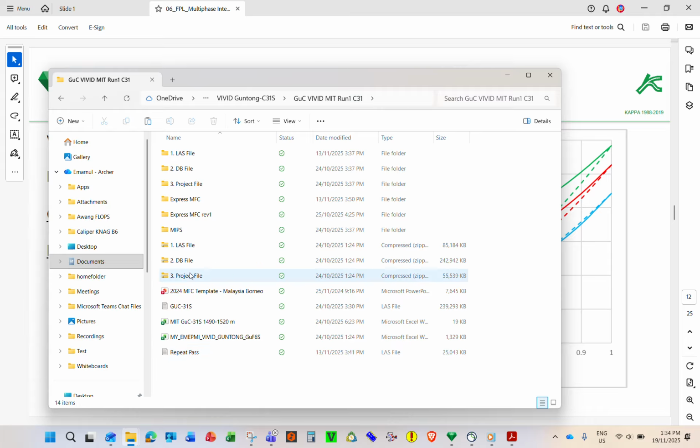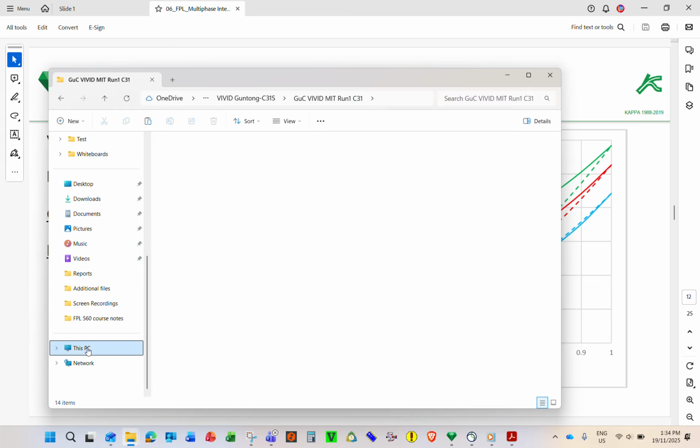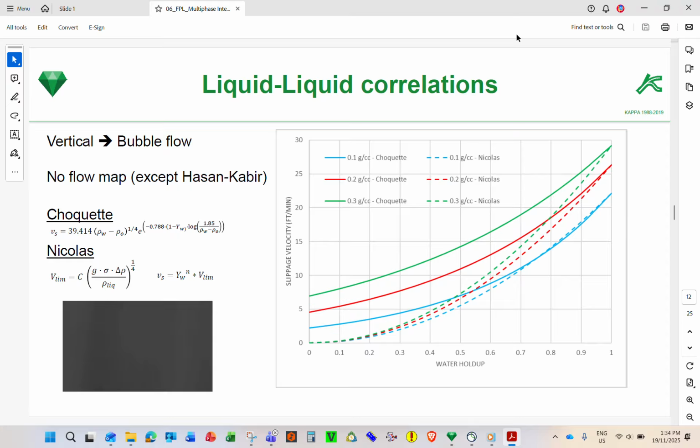So you know there's rho water and rho oil, right? That's why we need to get the density. The slippage is based on the density difference: rho water minus rho oil. Rho water is usually higher than oil. And also 1 minus Yw. So it's easy. If you have the density, you can just convert using this one. You know the Yh or Y water.